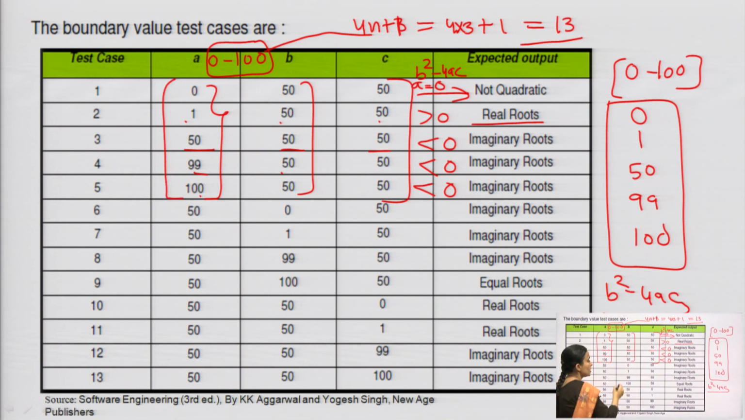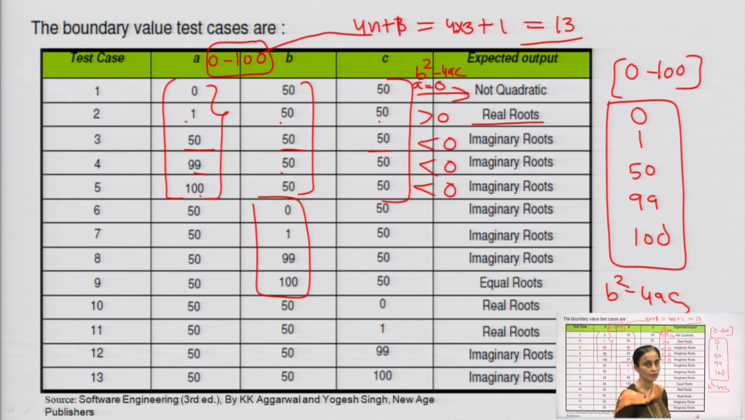Next, change the value of b and keep a and c at their nominals. So, a and c are kept at nominal 50 and b is now checked at 0, 1, 50, 99 and 100. Since 50, 50, 50 will be repeated, I have omitted it. I have taken only 0, 1, 99 and 100.